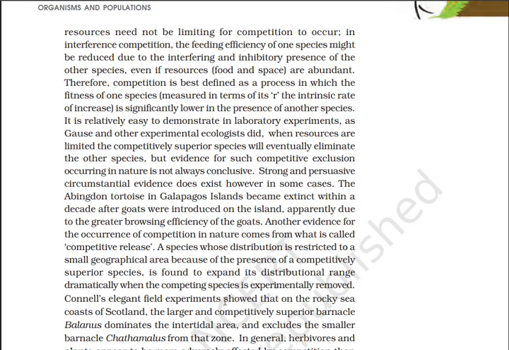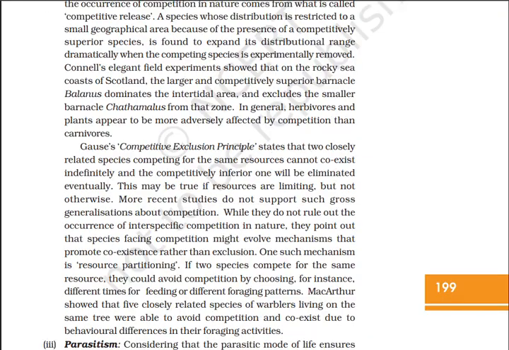Connell's elegant field experiments showed that on a rocky sea coast of Scotland, the larger and competitively superior barnacle, Balanus, dominates the intertidal area and excludes the smaller barnacle Chthamalus from that zone. In general, herbivores and plants appear to be more adversely affected by competition than carnivores.